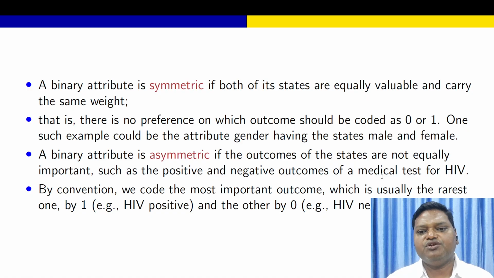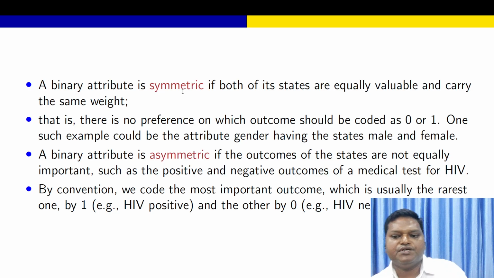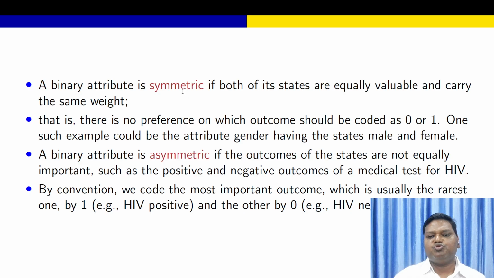If both values are equally valuable or equally prioritized, we call that attribute a symmetric attribute. For example, gender, only two values, male and female. Then we cannot say that male is more important than female. So gender is a symmetric attribute.